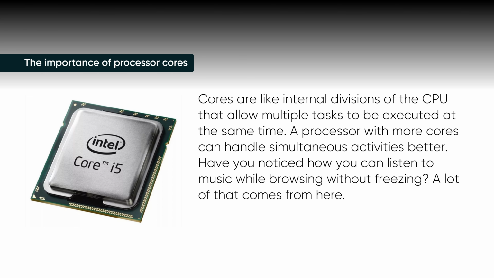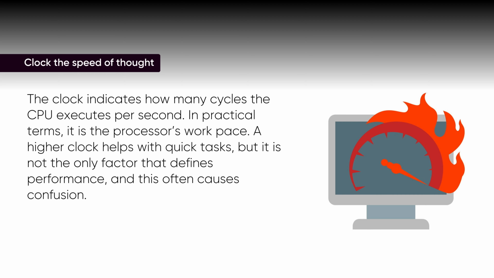Clock, the speed of thought. The clock indicates how many cycles the CPU executes per second. In practical terms, it is the processor's work pace. A higher clock helps with quick tasks, but it is not the only factor that defines performance, and this often causes confusion.